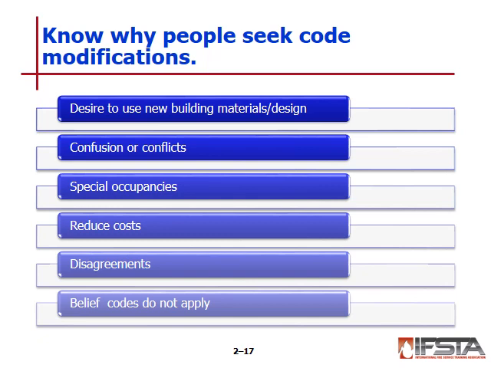A desire to use new building materials or technologies that have not yet been recognized by the model codes and standards. Desire to use a material or technology in place of approved materials and methods. Confusion or conflicts that occasionally occur between the different model codes and standards. Desire to implement performance-based design, PBD, concepts. Need to construct special occupancies due to unique circumstances. Desire by the owner/contractor to reduce the cost of construction.